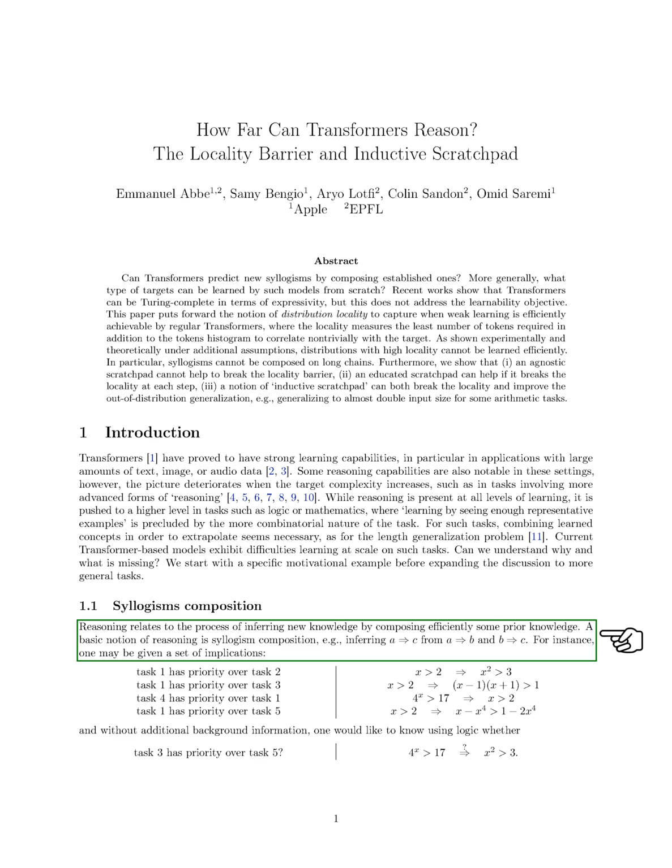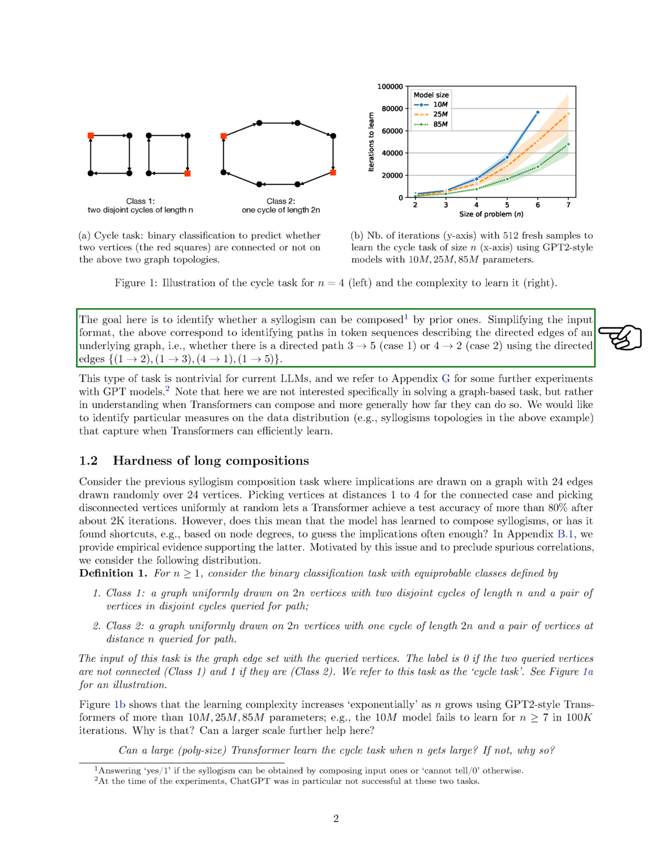We begin by discussing syllogism composition, which involves inferring new knowledge by combining existing knowledge efficiently. For example, inferring A → C from A → B and B → C is a basic form of reasoning. We want to determine if a syllogism can be composed from prior implications, which can be represented as identifying paths in token sequences describing directed edges in a graph.